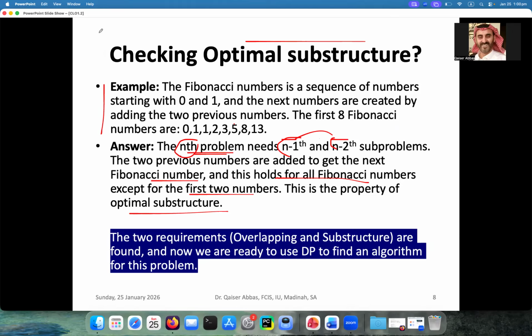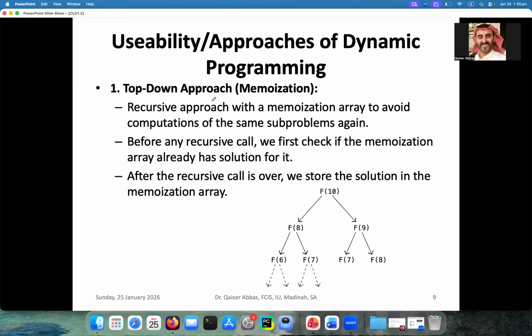And this is the property of optimal substructure. For this problem, you can say, and it will give you some tree, okay, like that. So now we have seen what overlapping subproblems are and what optimal substructure is. And now we are a little bit ready to apply the DP concept on some problem.